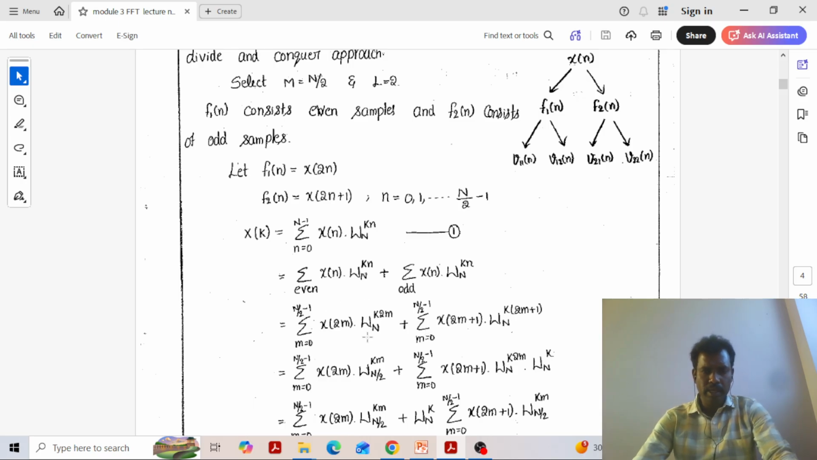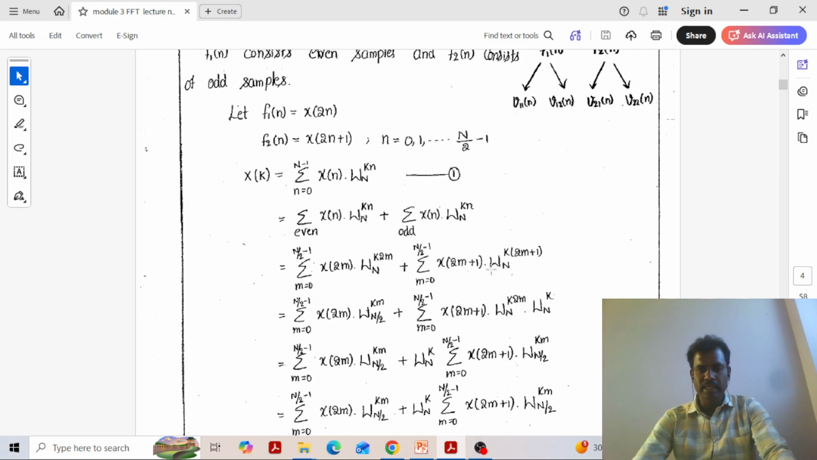Here the even index samples are half of the N samples, so N by 2 samples, varying from 0 to N by 2 minus 1. Here also the odd index samples are N by 2 samples, so that is why the sum runs from 0 to N by 2 minus 1.